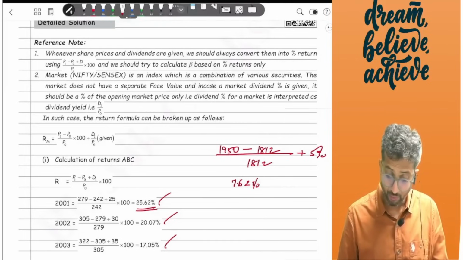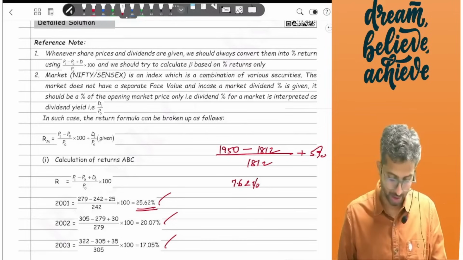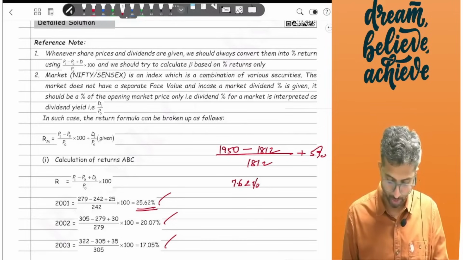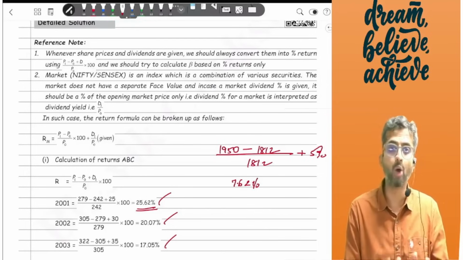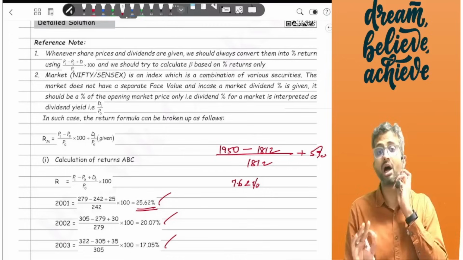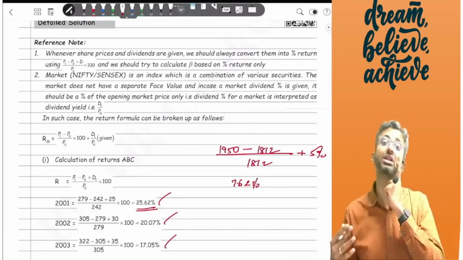This is a return for the market for the year 2001. A similar working can also be done for 2002 and 2003. And now, at least remember for beta, you can't just directly calculate using the share prices.